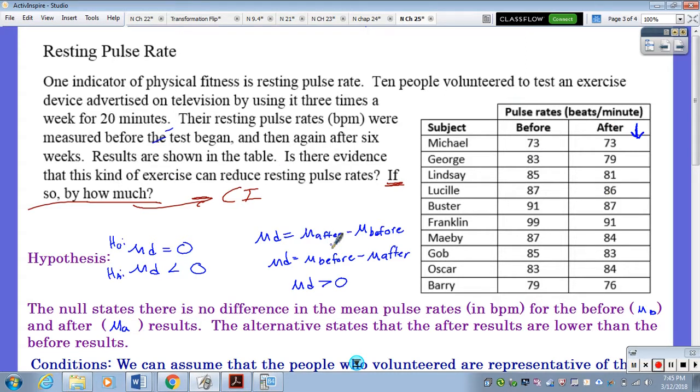So you can set this up as mu of the after minus the before, or you can set it up as the before minus the after. If I do after minus the before, and this is a smaller number, then that means my result, if this truly is smaller, should be less than zero. However, if I did before minus after, I would set this as my alternate. But we're just going to run this test here.